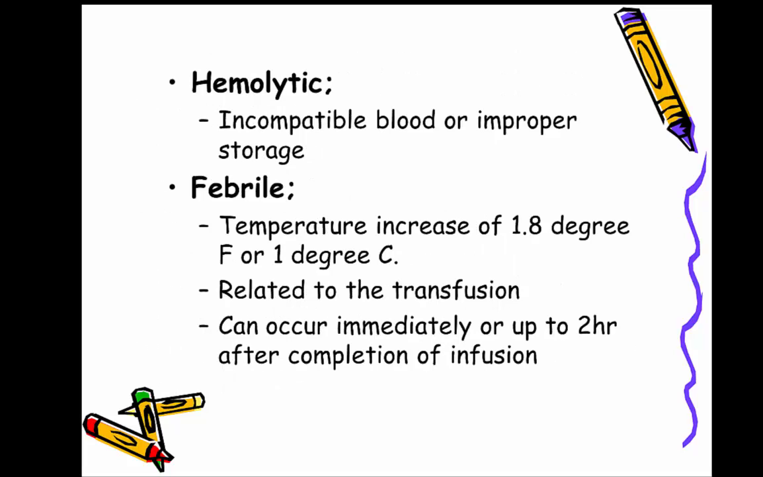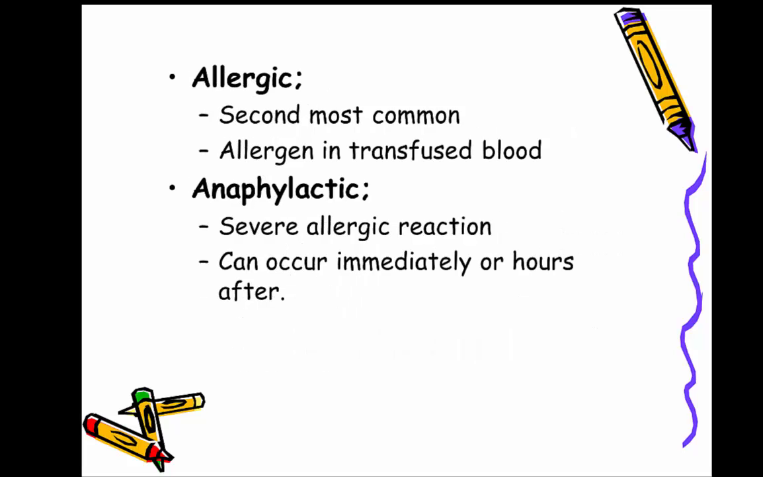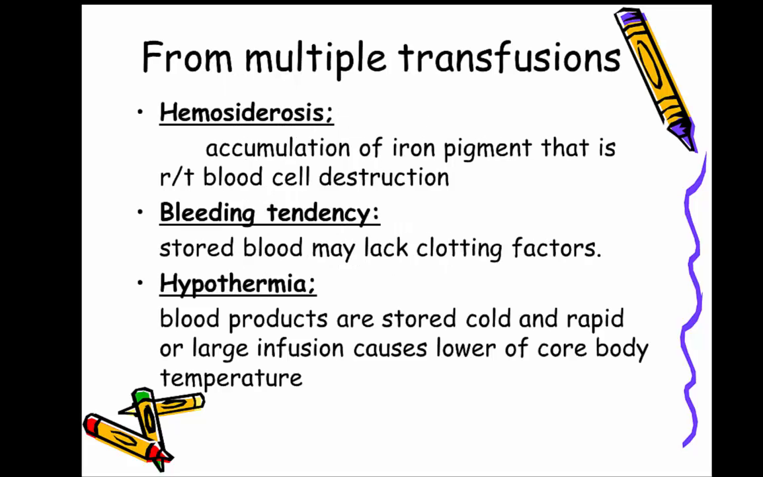So we talked about hemolytic as incompatible blood or improper storage. A patient could also have a febrile reaction, which is an increase of 1.8 degrees Fahrenheit or 1 degree Celsius. It's related to the transfusion. It can occur immediately or up to 2 hours after the completion of a transfusion. They can have an allergic reaction, meaning there's an allergen in the transfused blood. They could also get an anaphylactic reaction, which can occur immediately or hours after.